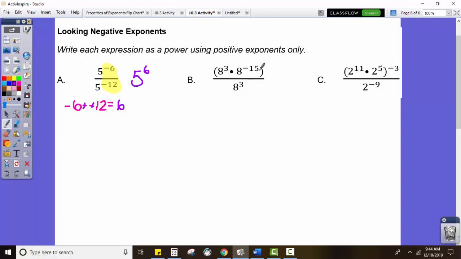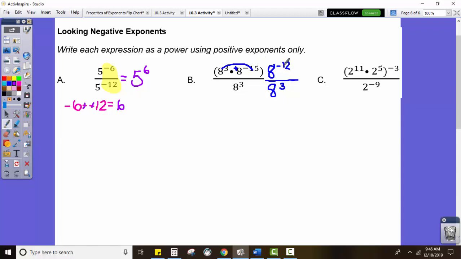Okay, now B, notice we have these parentheses, so we need to take care of the top and simplify the top first. So I'm multiplying these two powers together, but really the rule says that I need to add the exponents. So I need to add 3 plus negative 15. Well, 3 plus negative 15 is negative 12, so then in the numerator I would have 8 to the negative 12th. Okay, and then I'm going to bring over 8 to the third, dividing by 8 to the third, and now I'll simplify this part here.